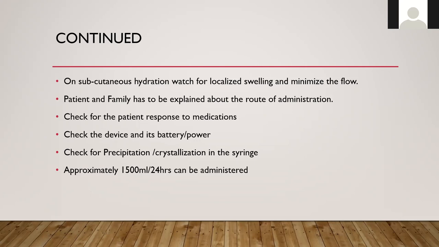So check for the preparations. When you load all the medications, check for precipitations and crystallizations in the syringe. If it is all clear, we can go for that. Approximately IV fluids like 1500 ml, that means approximately three 500 ml bottles of fluid, like normal saline, 25% dextrose, also can be given through that. And Ringer lactate, 5% dextrose can be given through that. But be cautious, look at the first point, subcutaneous hydration: watch for local swelling, and minimize the flow of the drugs to regulate that.